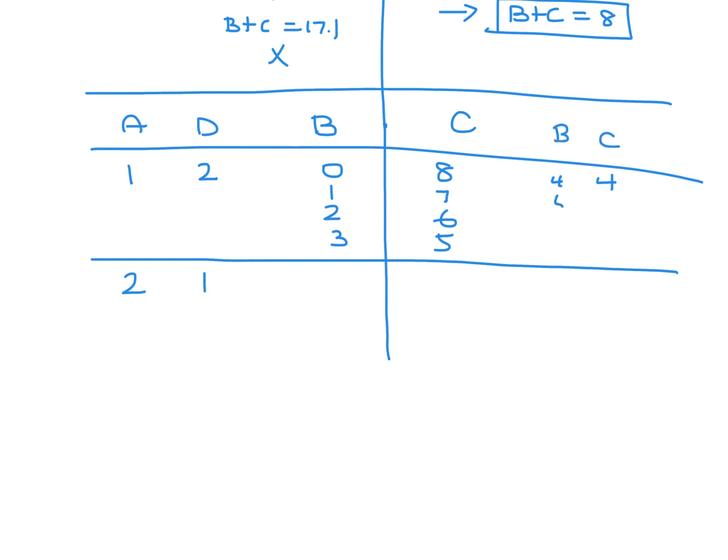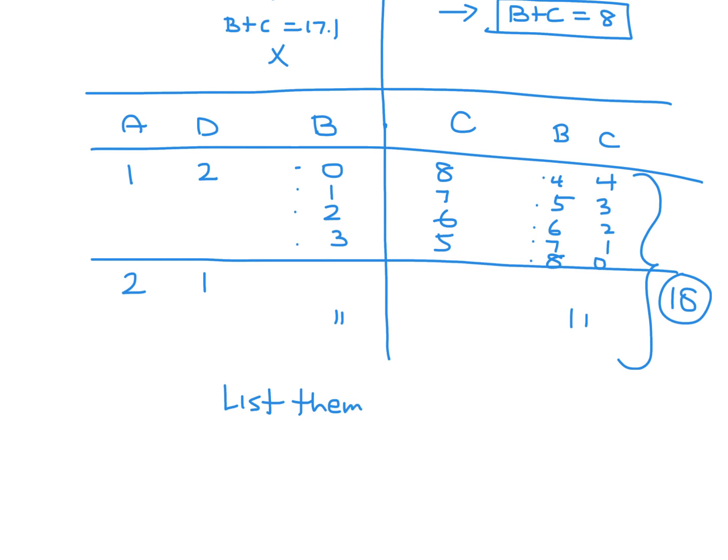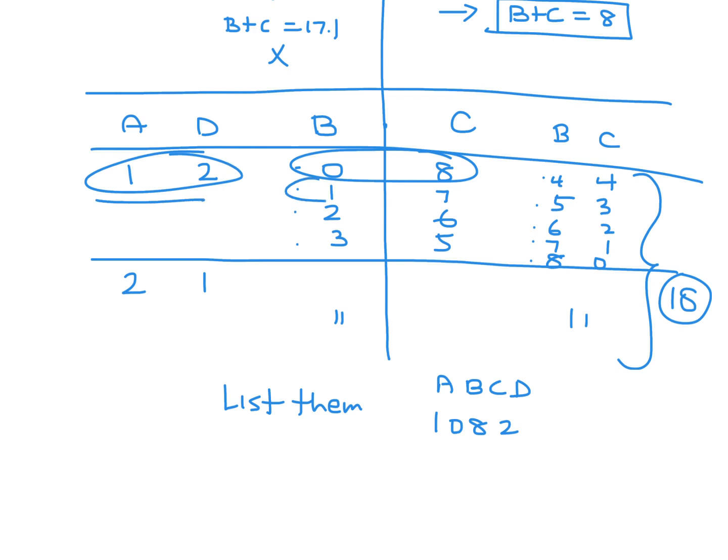I'm continuing on that side, actually. 5 and 3, 6 and 2, 7 and 1, and 8 and 0. And the same story holds true here. So how many did I get? 1, 2, 3, 4, 5, 6, 7, 8, 9, and then it'd be 9 here. So 9 here, 9 there, total of 18. And you can list them all, and I encourage you to list them. So for example, I'll just list the first few. A, B, C, D using this and this would be 1082. And then A, B, C, D using this and this would be 1172, and then so on. So I think you should probably list all 18.